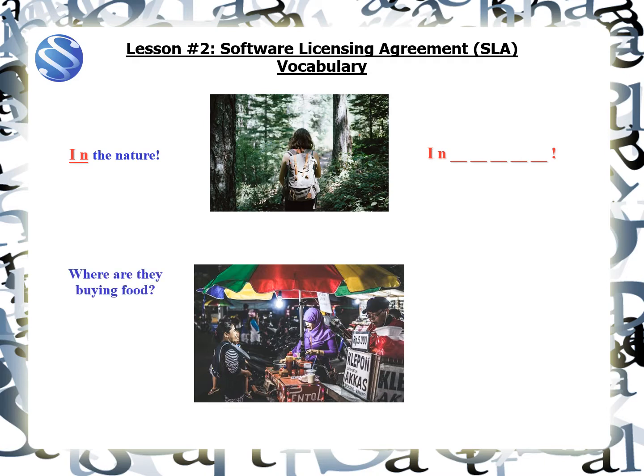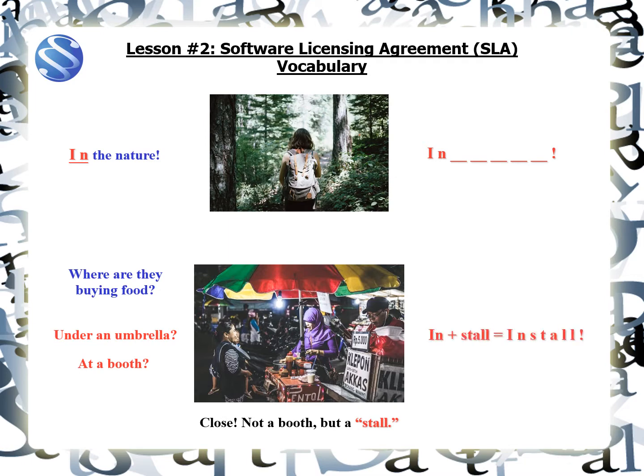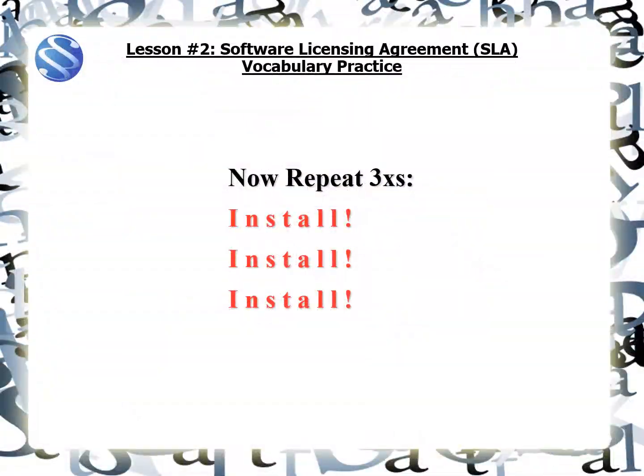Where are they buying food? Under an umbrella? At a booth? Close. Not a booth, but a stall. In plus stall equals install. Now repeat 3 times. Install, install, install.